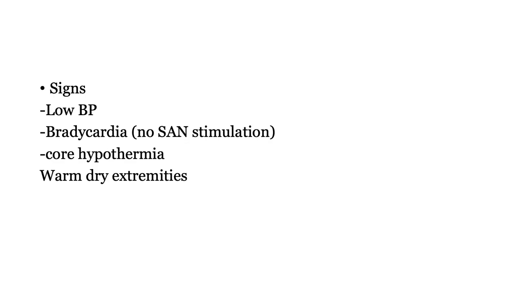So signs of neurogenic shock: we shall have a low blood pressure and a bradycardia because there is no sympathetic nervous stimulation to the sinoatrial node. So there will be body core hypothermia. The extremities, because of the widespread vasodilatation, will be warm and dry.